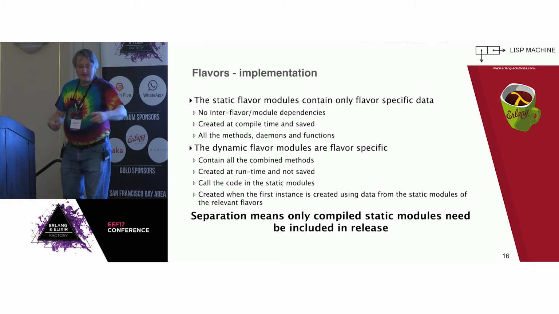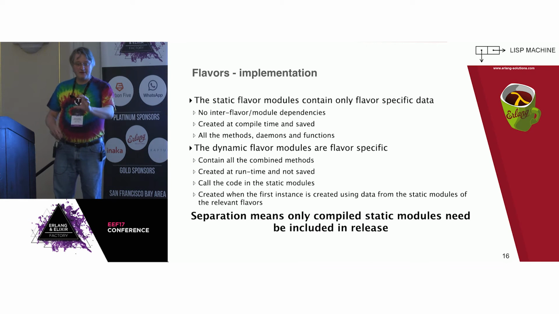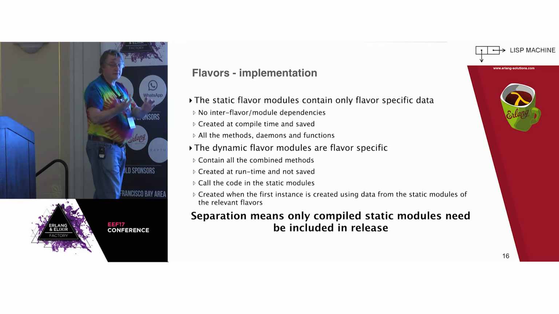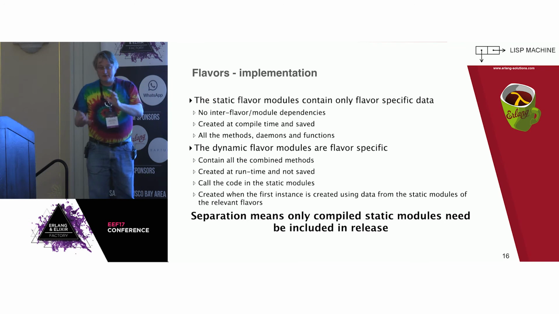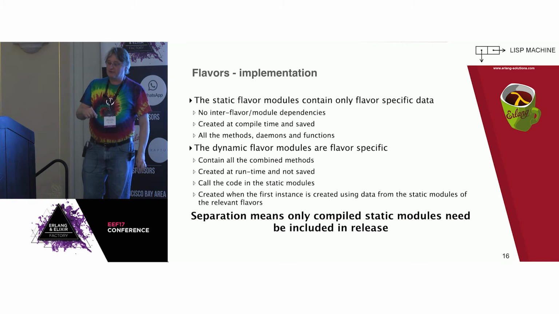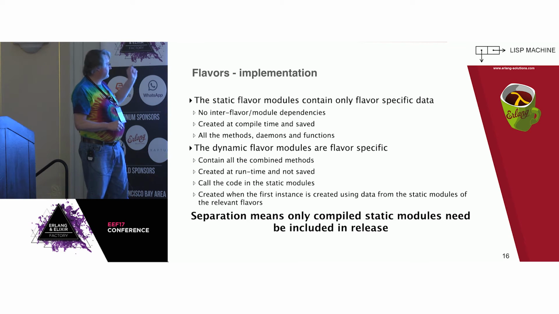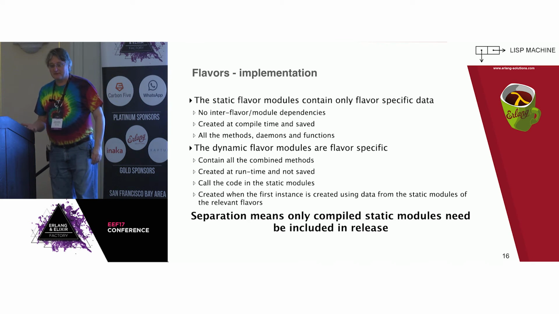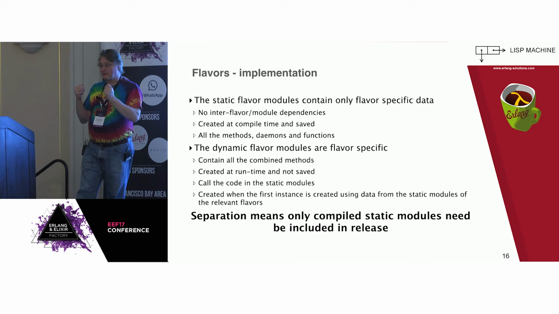Okay. And then, what I call the dynamic one, that contains the things that are specific for that flavor when I look at that flavor. It contains all the combined methods and a bit of data. But that I can create at runtime. Okay? So that's created at runtime. I don't have to save the beam file for it because it's created at runtime. So I dynamically build that module, compile it, and just load the beam straight in. I don't actually create any beam file for it.